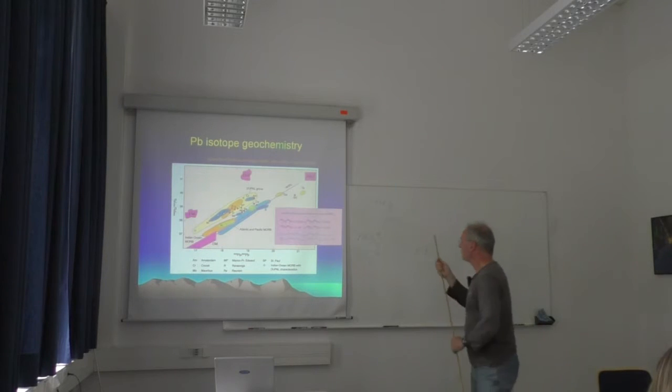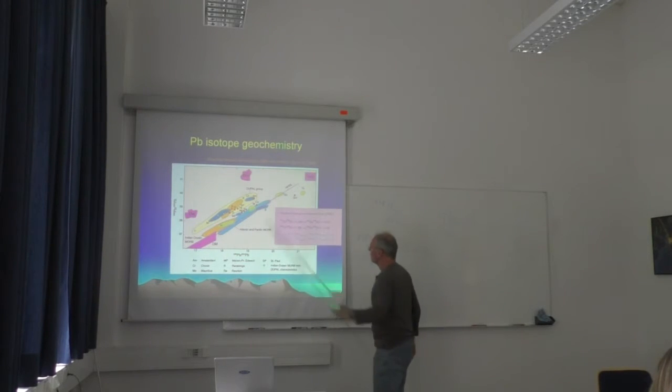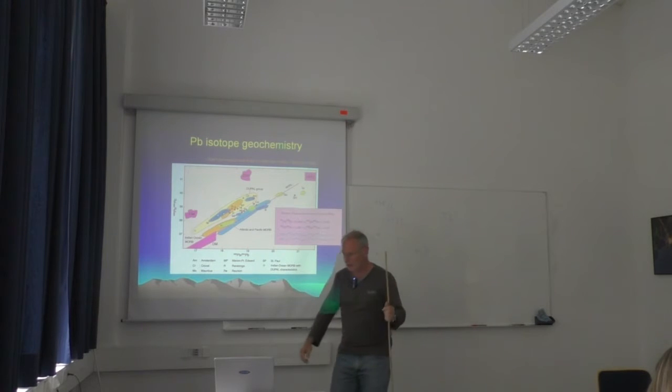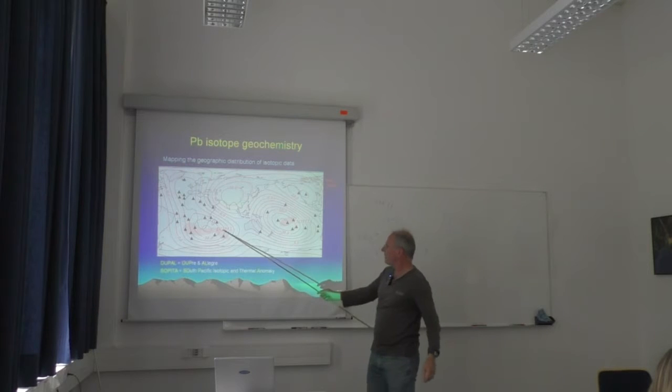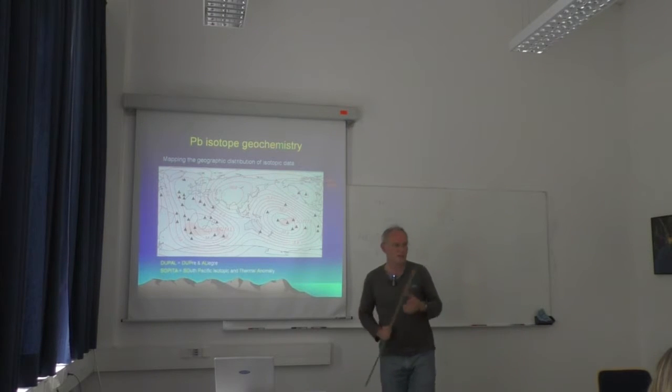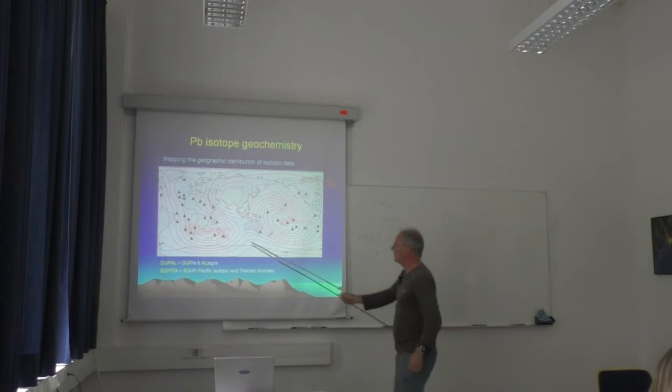The Dupal group deviates from the northern hemisphere line, and when you look on a more global scale, you can find this Dupal anomaly here around South Africa in a larger dimension.